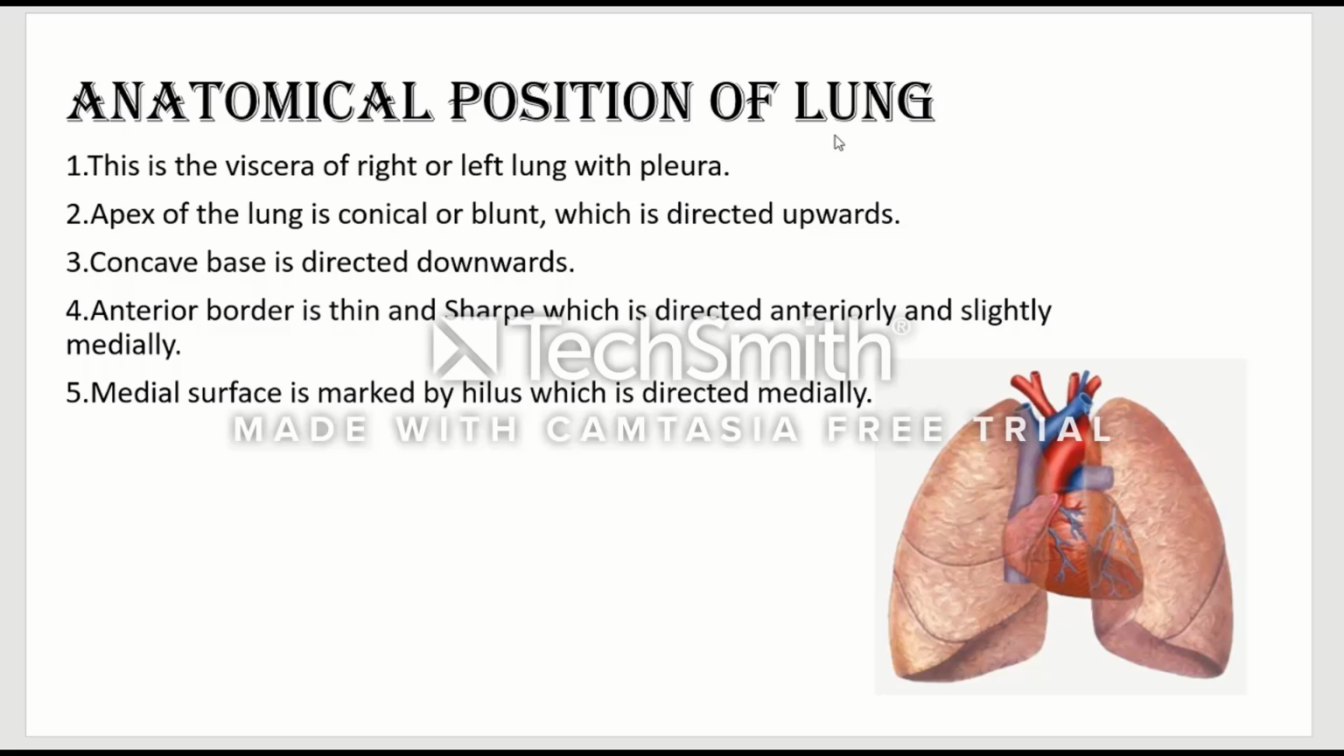Then আমরা যদি anatomical position of lung বলতে চাই, তাহলে ফার্স্টে আমাদের বলতে হবে this is the viscera of right or left lung with pleura, and apex is conical or blunt, which is directed upwards, and convex base is directed downwards. Anterior border is thin and sharp, which is directed anteriorly and medially, and medial surface is marked by hilum, which is directed medially.